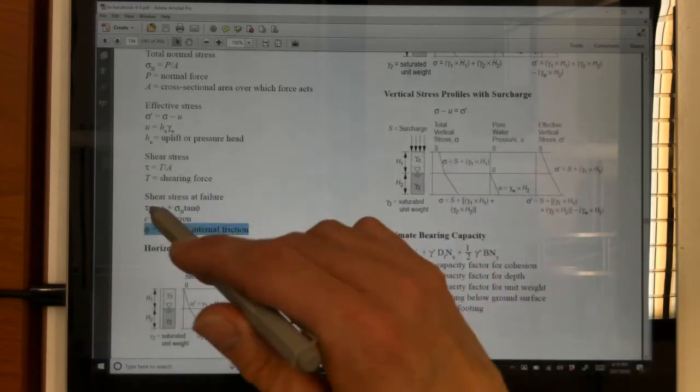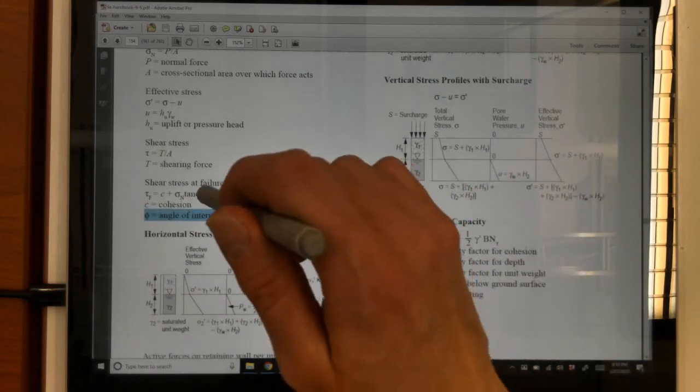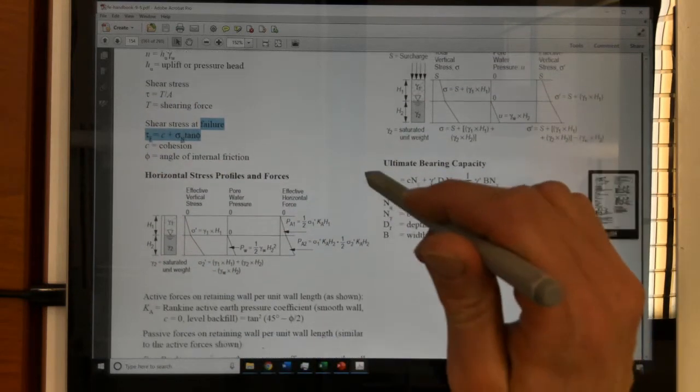So shear stress equals cohesion plus normal stress times tan phi. The angle of internal friction is phi. The cohesion is c. Hopefully that rings a bell.